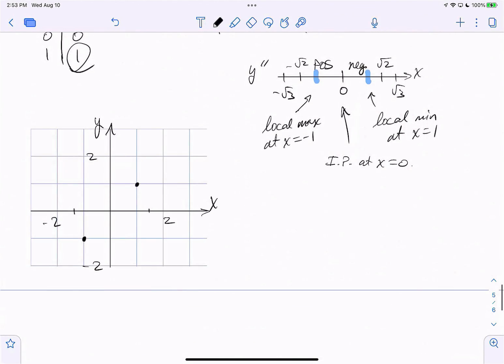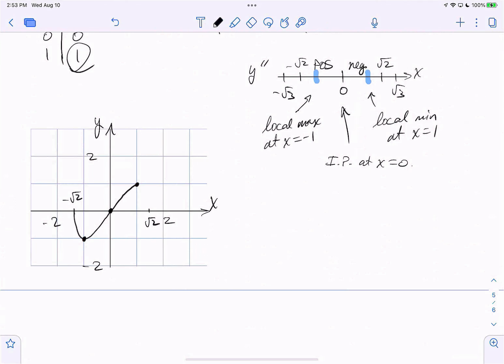Here's my grid. I've got points at negative 1, negative 1, 1, 1. Got one here at 0, 0 because we knew those. And then I'll mark negative square root of 2 and square root of 2 on the x-axis. And we're going to connect these with a nice smooth curve.